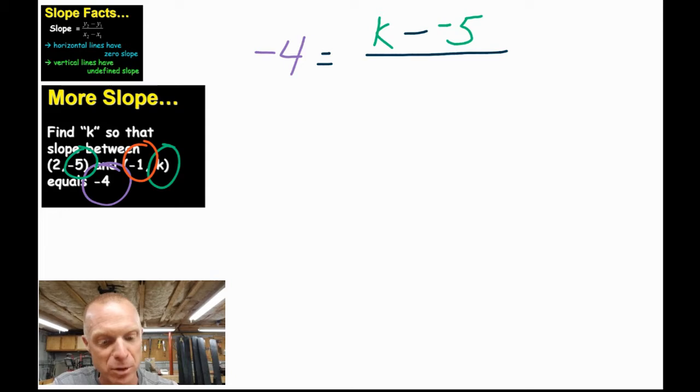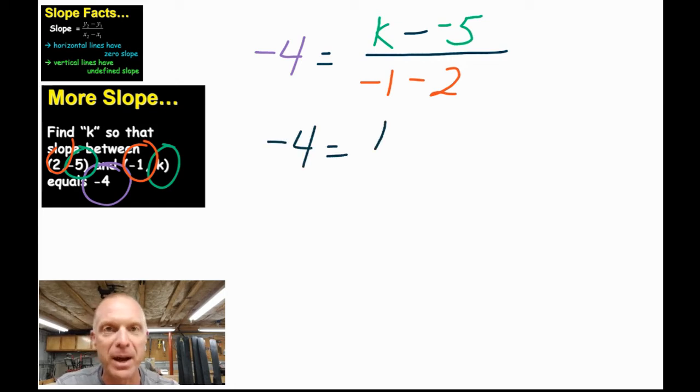Now, since you're subtracting the second point, then we want to start with the second point again. So we'll start with -1, and we'll subtract that 2. So we're setting up a little formula, and we're going to, of course, solve this for k. Now, if you do a little simplifying, you get k plus 5 all over -3. And then we can keep solving.